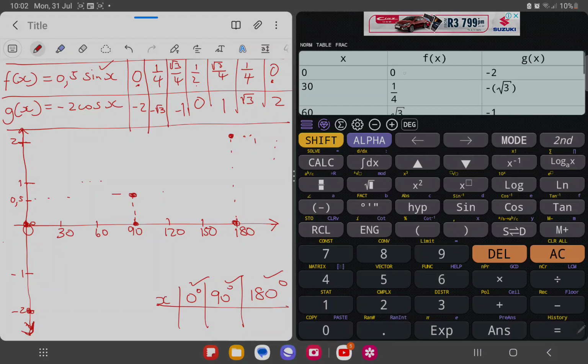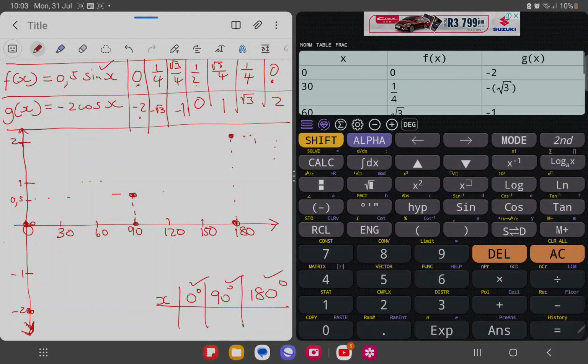Now let's see what the values of f(x) are. When x is 0, the value of f(x) is 0, and g(x) is negative 2. When x is 30, f(x) is 1/4, and then g(x) is negative √3. So you just fill up this table. As you can see, I have filled up this table. The first one is for f(x), the second one is for g(x).